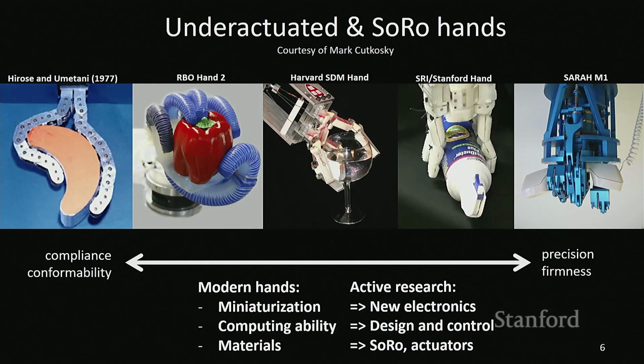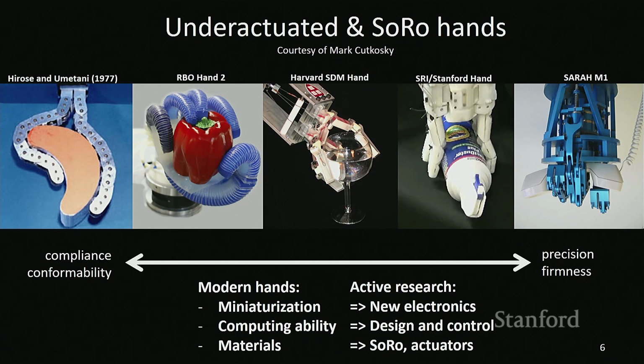But of course, there are a lot of new underactuated hands. And this is a slide courtesy of Mark. This is a really nice way of describing the variety of underactuated hands that we see. So we've got some that are extremely precise, maybe a very low degree of underactuation. And then we have some that are really, really compliant and flexible, really good at conforming to really odd shapes. And so this is still an active area of research.